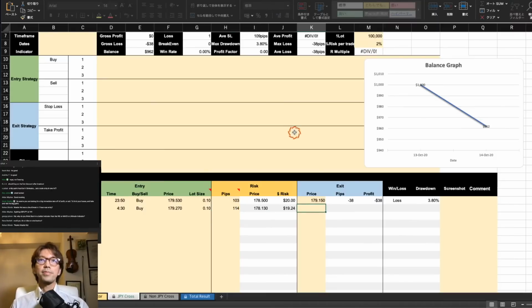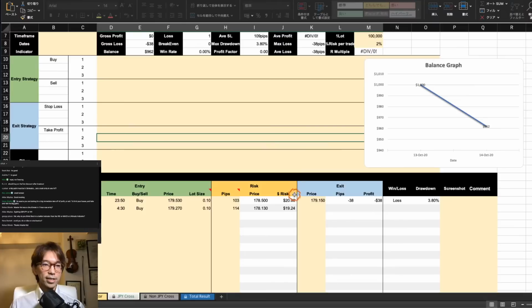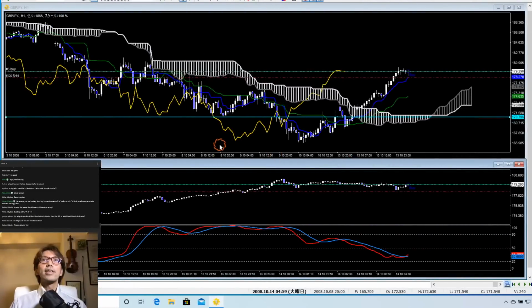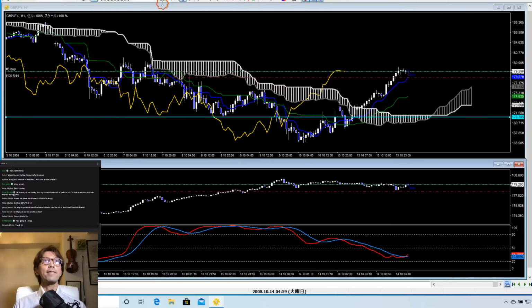So I just keep running it now. We'll see. Okay, I took a buy again because Kumo's moving up, Senko span A is up, Kijun Sen is up, and I saw the gold cross on stochastics in 5, and that's why I took that trade. Okay, so let me run based on the 5.